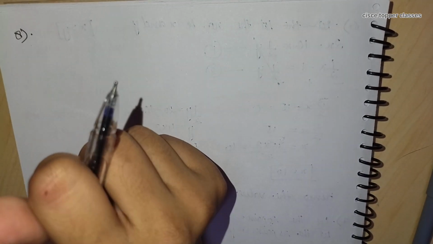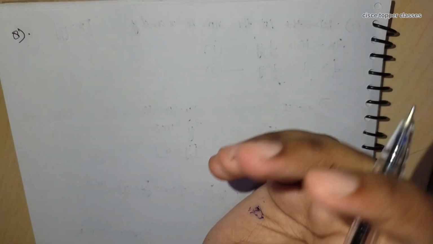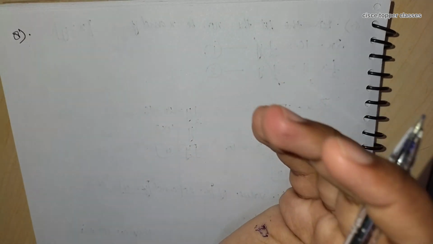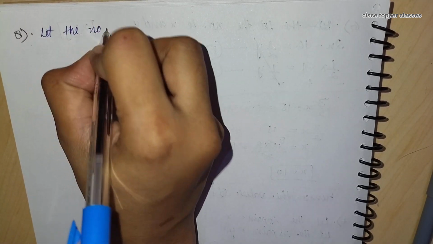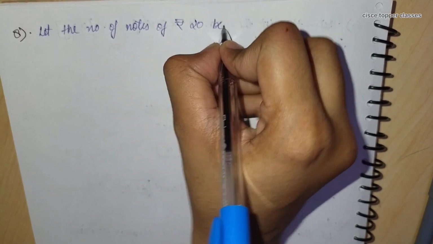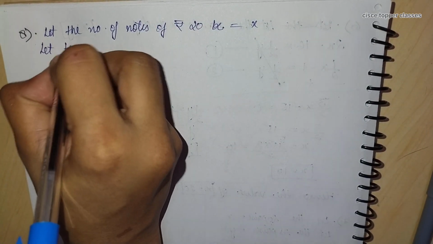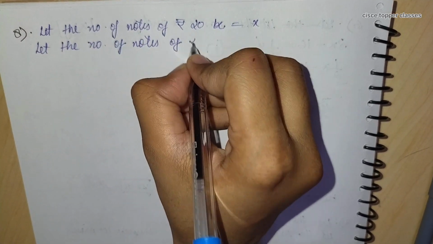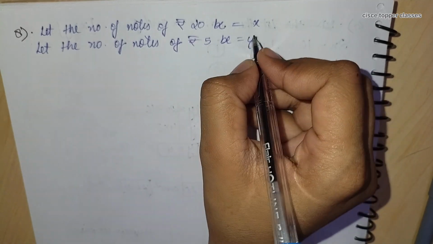Now let us solve the eighth question here, which is: a man has certain notes of denomination rupees 20 and rupees 5 which amount to rupees 380. If the number of notes of each kind is interchanged, they amount to rupees 60 less than before. Find the number of notes of each denomination. Let the number of notes of rupees 20 be x, and let the number of notes of denomination rupees 5 be y.